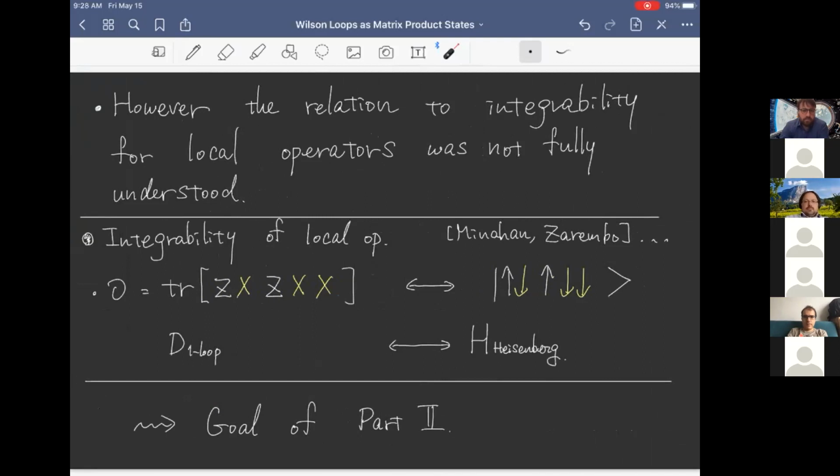Well, of course, you can guess some relation. But let me just say, for those who are not familiar with the integrability of local operators, that the idea is to consider a single trace operator, let's say made out of two complex scalars Z and X, and then map Z to up spin and X to down spin. Then Minahan and Zarembo found that the dilatation operator at one loop can be identified with the nearest neighbor Hamiltonian of the Heisenberg spin chain, which is known to be integrable. So you can actually diagonalize this dilatation operator using the technique called Bethe ansatz.